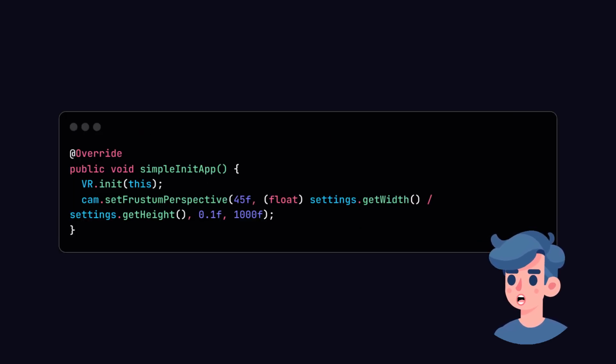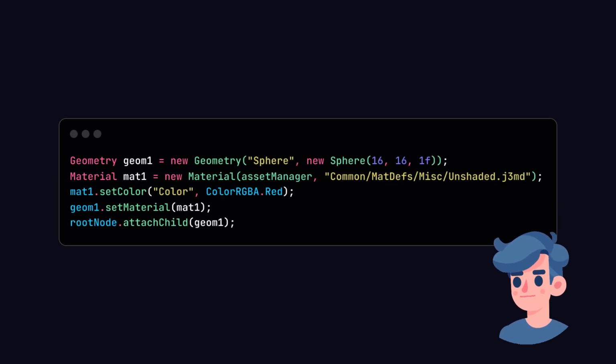Let's dive deeper into configuring our camera for VR. We need to ensure our application renders the scene differently based on the VR headset's field of view. This is how you can change the camera settings. With these settings, we're making sure the camera is adjusted for VR.